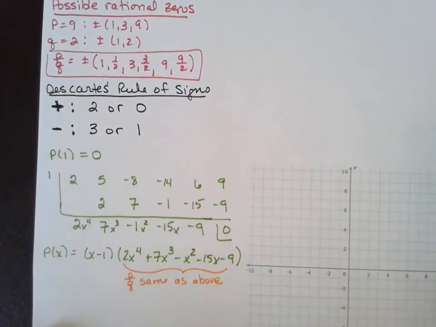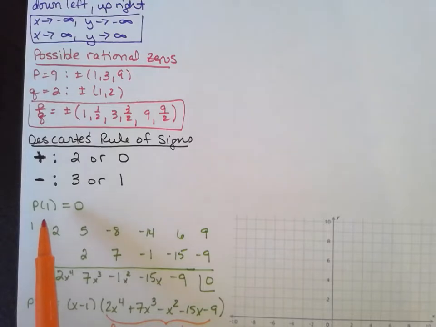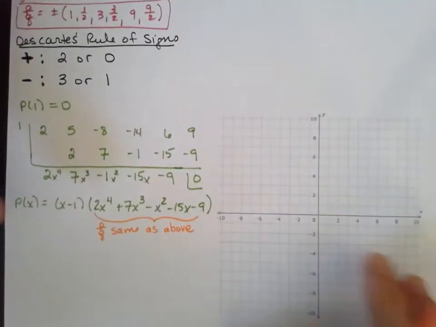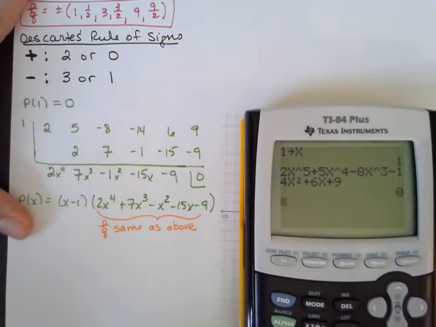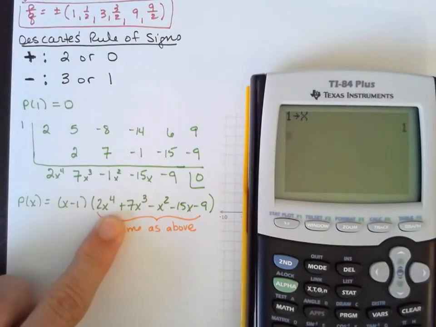Alright, so we know that 1 worked. We tried that here. 1 did work the first time. We didn't try anything else. So since 1 worked the first time, we really need to try it again to make sure it's not a double root. So let's go down to our new function. Type this in.